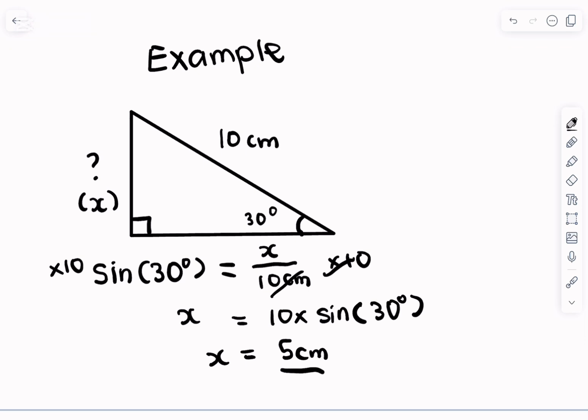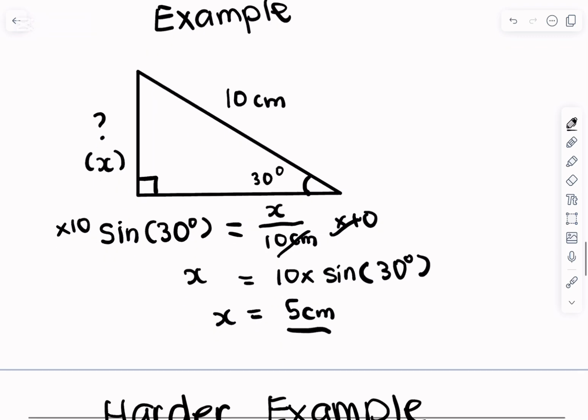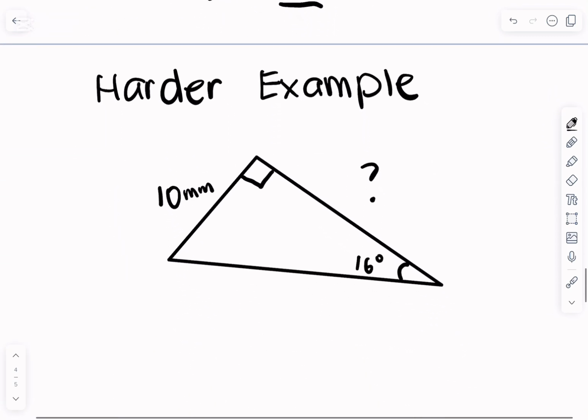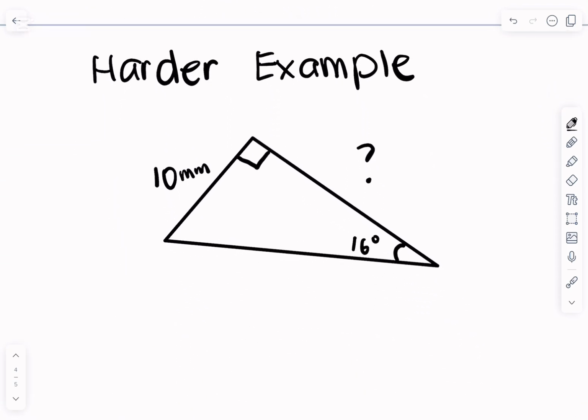Alright, so now we're going to try a bit of a harder question. Imagine we have a right-angled triangle where one angle is 16 degrees and the opposite side is 10 millimeters. We want to find the adjacent side. Feel free to pause the video and try to figure it out yourself.